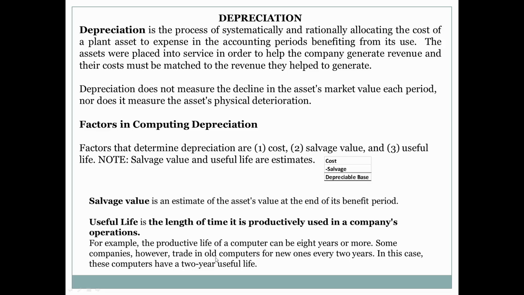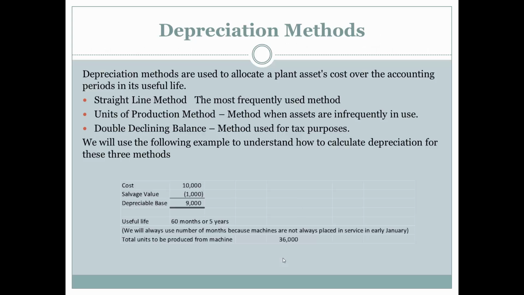Some companies, however, trade in old computers for new ones every 2 years. In this case, the computers would have a 2-year useful life. Now, let's look at the depreciation methods. Depreciation methods are used to allocate the plant's assets cost over the accounting periods in its useful life.